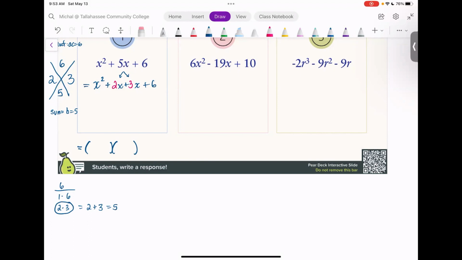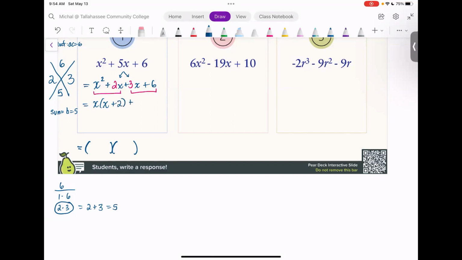Now I'm going to factor these four terms by grouping pairs of terms and dividing out the greatest common factor. The greatest common factor of x squared and 2x is a single x because that's the factor that they both have in common. If I divide x squared by x, I'm left with a single x. And then if I divide 2x by x, I'm left with just the number 2.